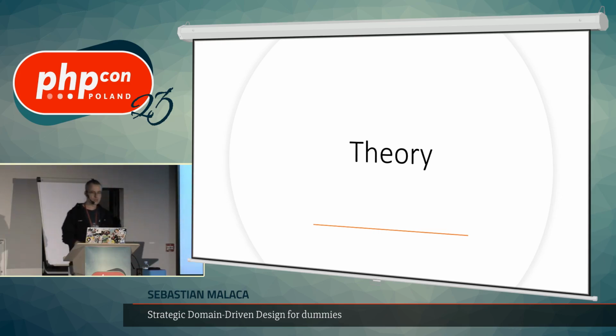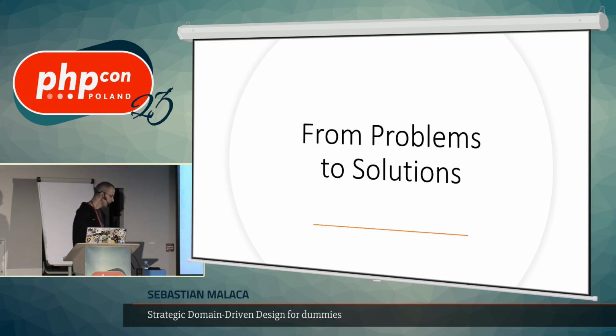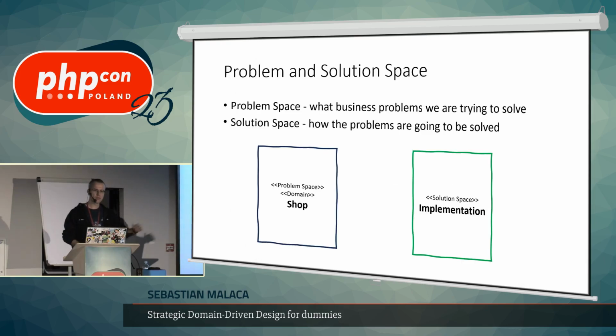Before going into the solution, let's take a step back and take a look at the theory. Whenever we are solving a problem, and this is regardless of software development, we've got two spaces, problem and solution space. So there is a problem space, our shop. Someone, let's imagine, Sebastian wants to have a shop, and I really have those shops, and I want to have an application that will let me easily manage those shops. So this is my problem space.